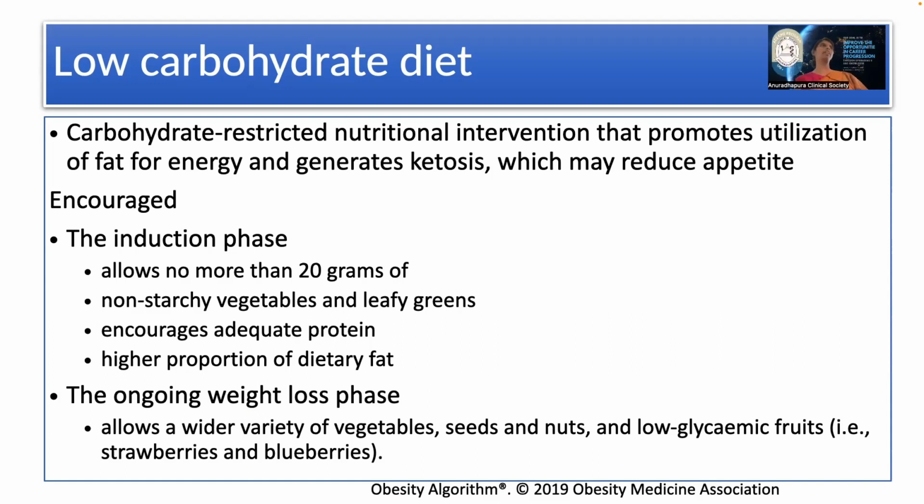15 grams is half a cup of rice. So this 20 grams is also not from rice, but from non-starchy and leafy vegetables. If we take non-starchy vegetables, 1 cup will give 15 grams of carb. Only that is taken in this induction phase, and then adequate protein according to the patient's weight and clinical conditions, then a higher proportion of dietary fat. So this is the induction phase for a low carb diet. We are inducing weight loss during this period. So basically no carb intake, which is really difficult for our patients.